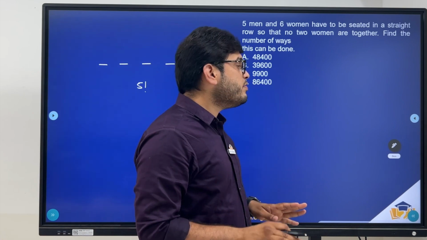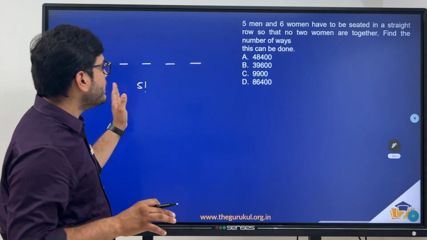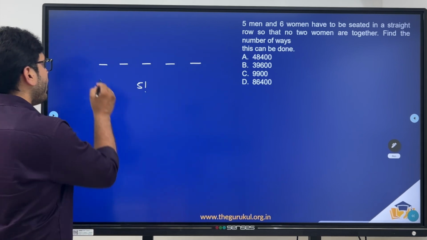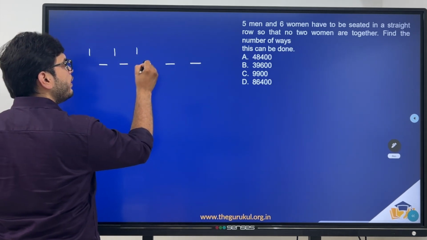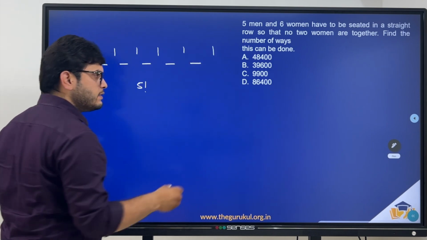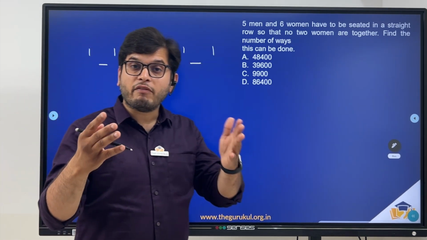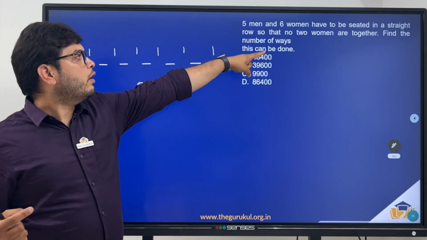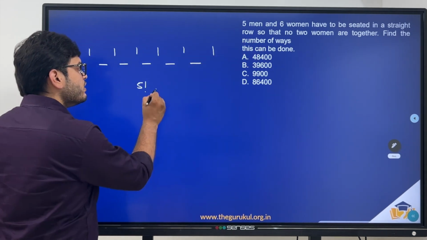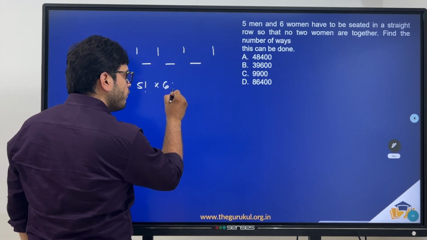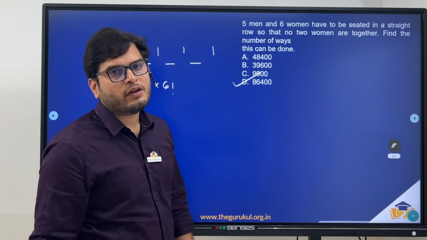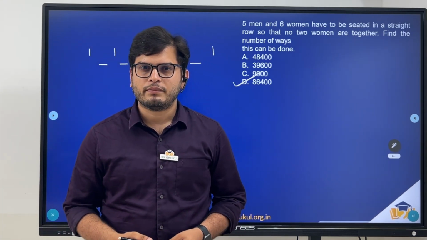Now find the number of ways this can be done. After placing 5 men, how many places do we get to place women? You have 1, 2, 3, 4, 5, 6. So after placing 5 men, we have got 6 places, and in these 6 places, we need to accommodate 6 women. In how many ways can that be done? 6 factorial ways. So 5 factorial into 6 factorial. 86,400 should be the answer for this question.